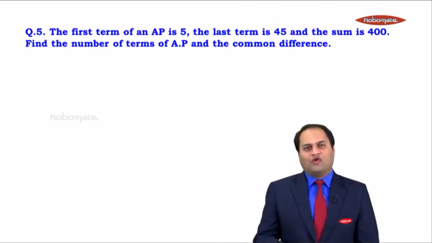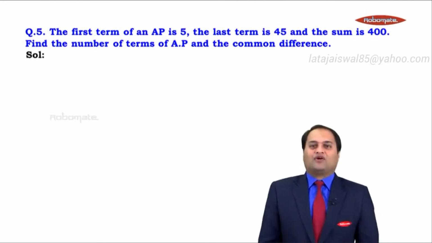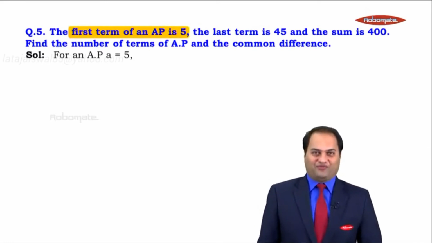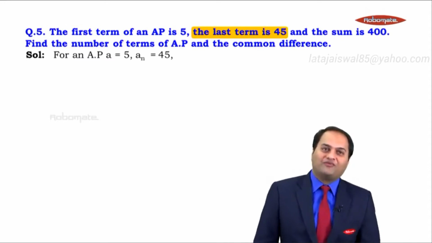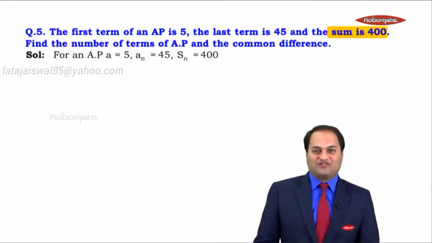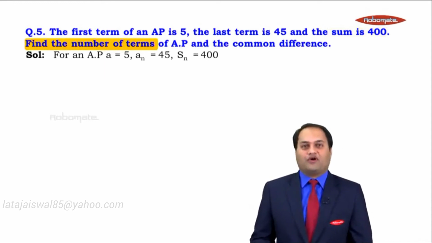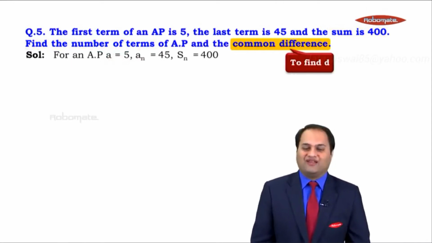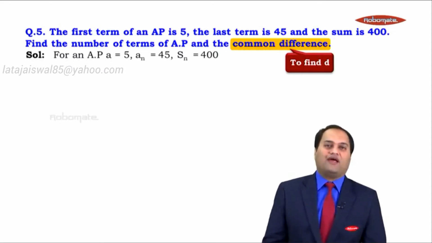Let's see what is given, what are we supposed to find, and then we will decide which formula to be used. Right? The first term of the AP is 5, which means A is equal to 5. Last term is 45, which means AN is equal to 45. Sum is 400, which means SN is equal to 400. So this is what is given to us. Find the number of terms, that is we are supposed to find N, and the common difference, that is we are supposed to find D. So A is given, AN is given, SN is given, and we are supposed to find N and D.